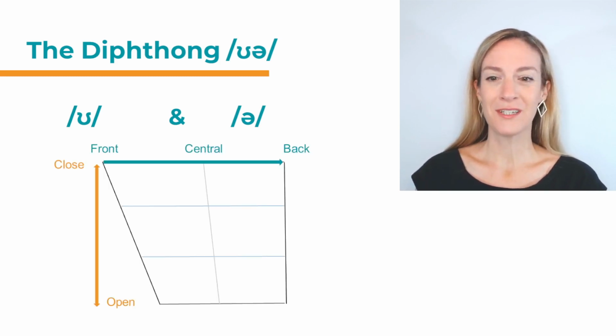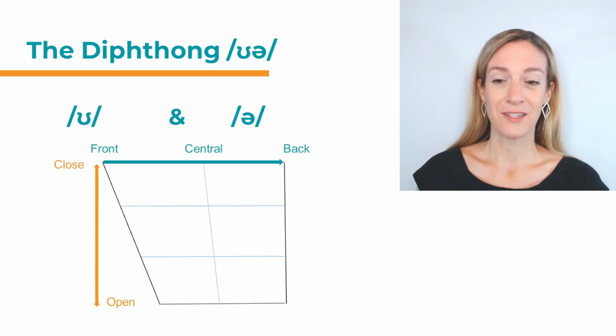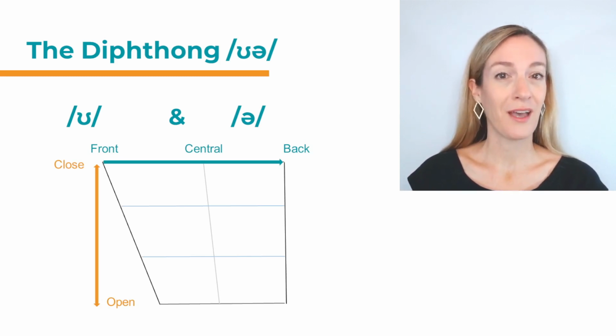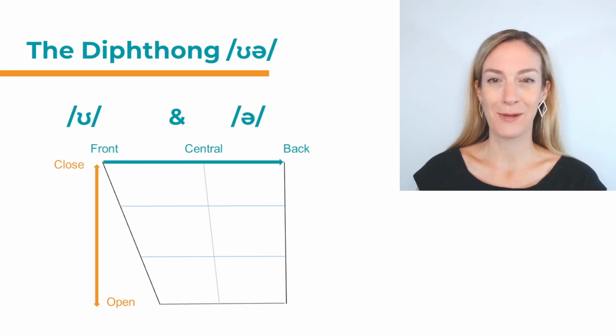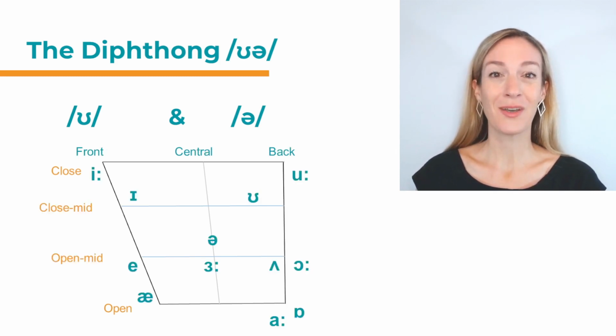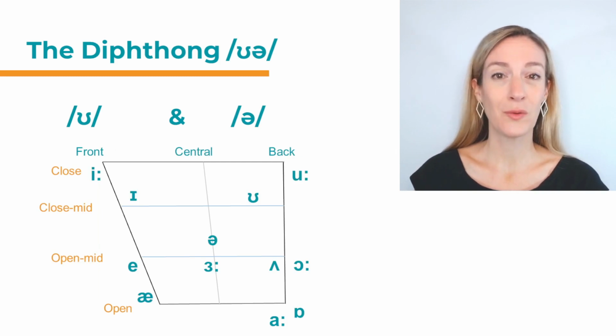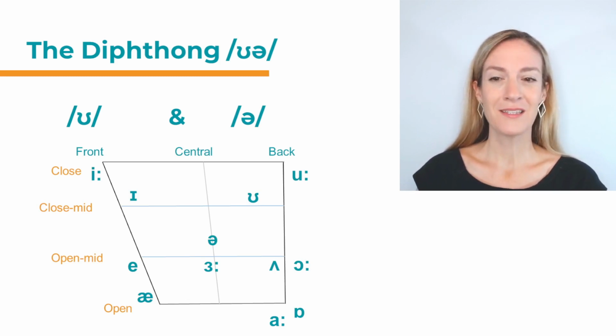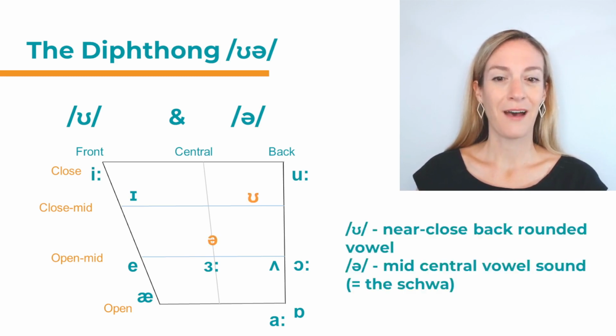So remember, here is our vowel chart. And if this looks new to you, have a look at my other video on the vowel chart where I explain all about it. On this vowel chart, you can see all the monophthongs, the single vowel sounds of British English. Let's see if we can spot the two for our diphthong today. I've highlighted them for you. So first of all, we have U. Have a look if you can find it on the vowel chart.